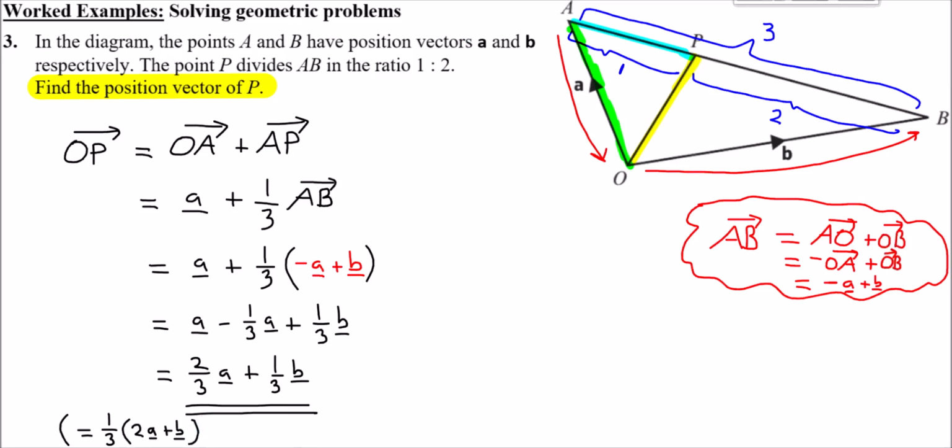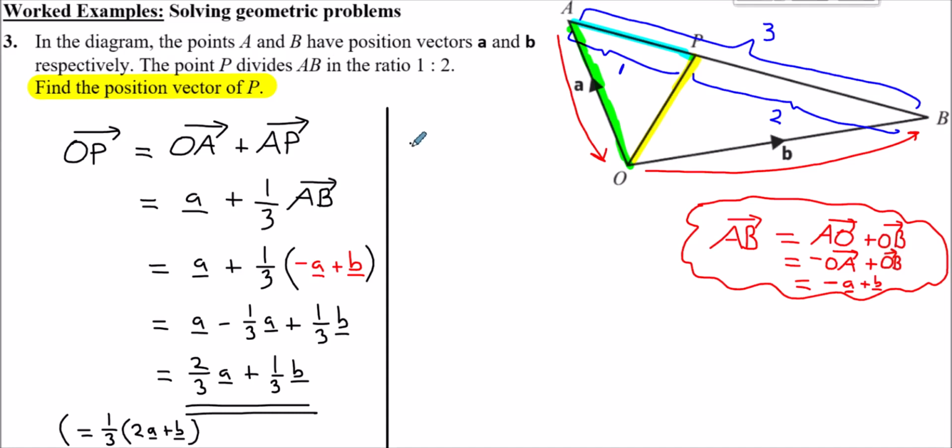So that, in my mind, is the easiest way of tackling this one. I will give you another way, in case you're interested. You might be thinking, well, how did I know to go that way? The answer is I didn't. I just went some way I did know. How else could I have gone from O to P? So let's work out a different route and see if we get the same answer.